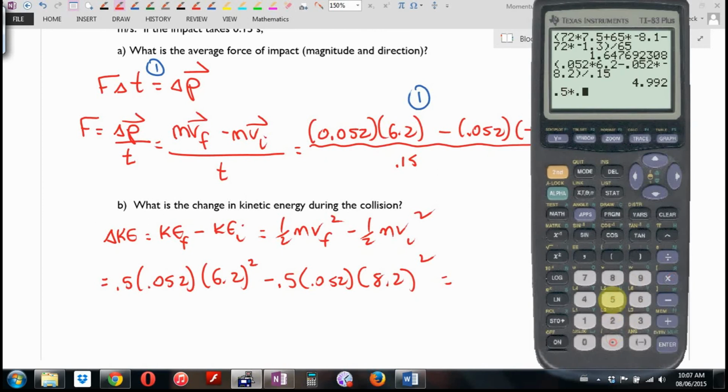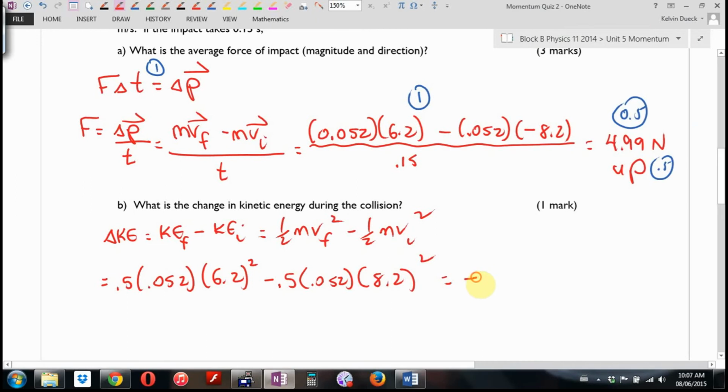It's going to vanish, which is one of the reasons energy is a scalar. I'm going to get a negative answer, though, I think, because I think I'm losing energy. 0.5 times 0.052 times 6.2 squared, take away 0.5 times 0.052 times 8.2 squared. You got a change in kinetic energy of negative 0.7, I'll go 7.5 joules.